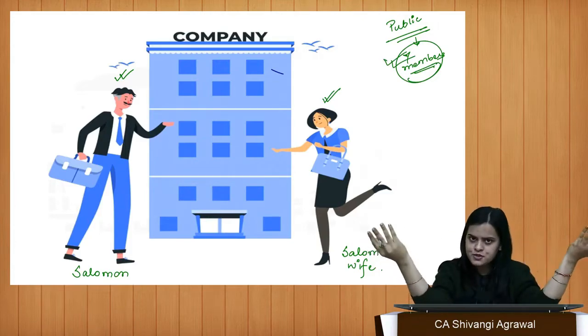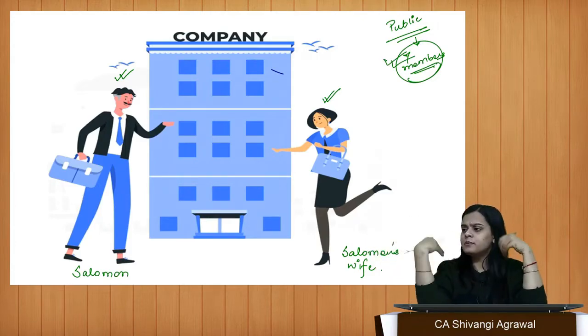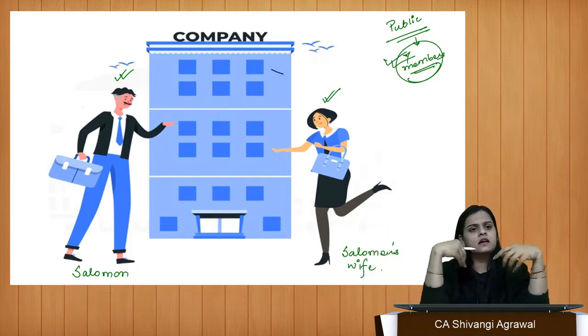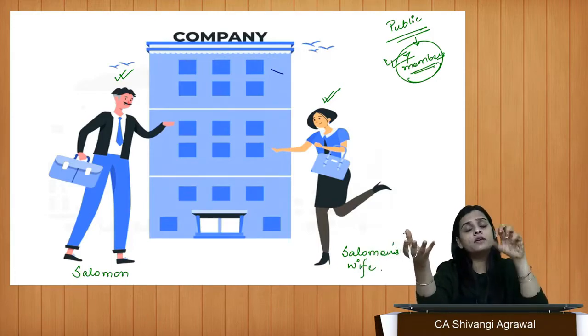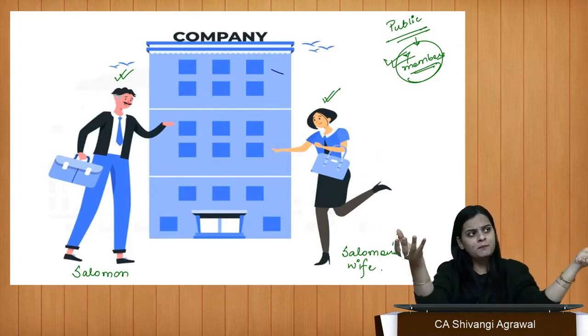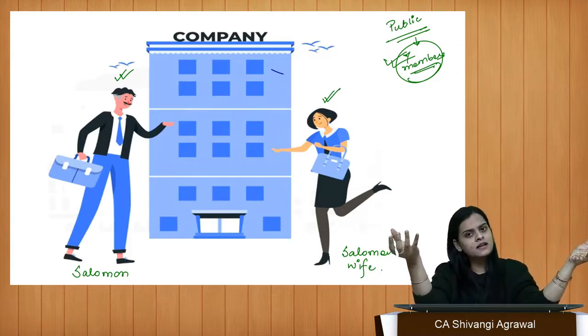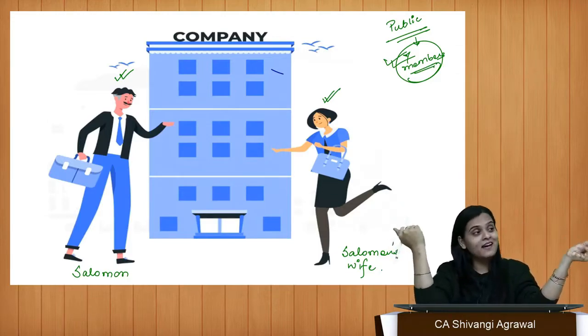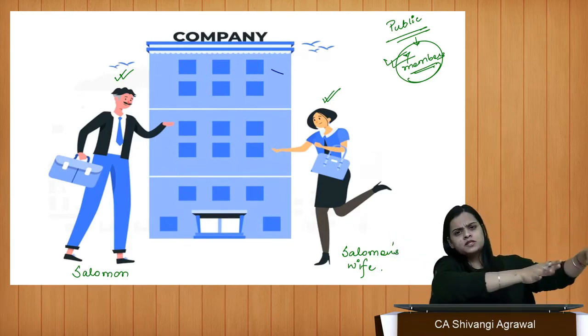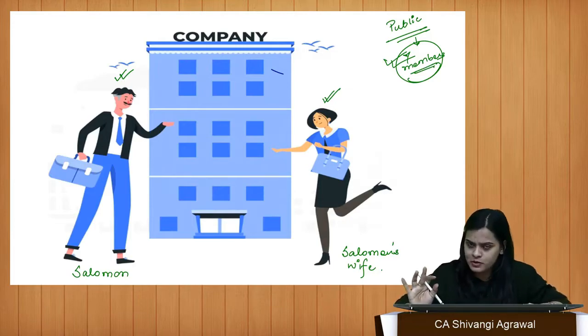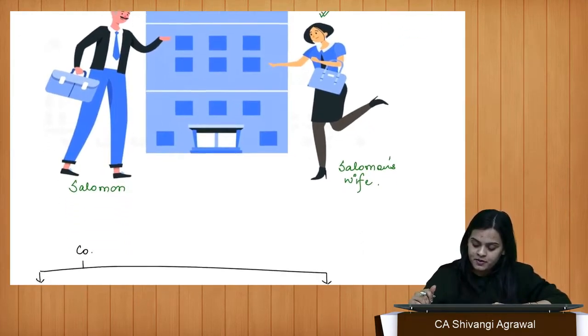Of course. Why can't he do so? Supposedly, I'm running my proprietorship business, as in Book My Video. I want to tomorrow incorporate or convert this into a company. Can I? Yes, of course. Subject to name availability, I can incorporate a company and transfer the whole business in the name of the company. That's very well possible. So Salomon did the same. Now, there's no problem in that. The problem arises.